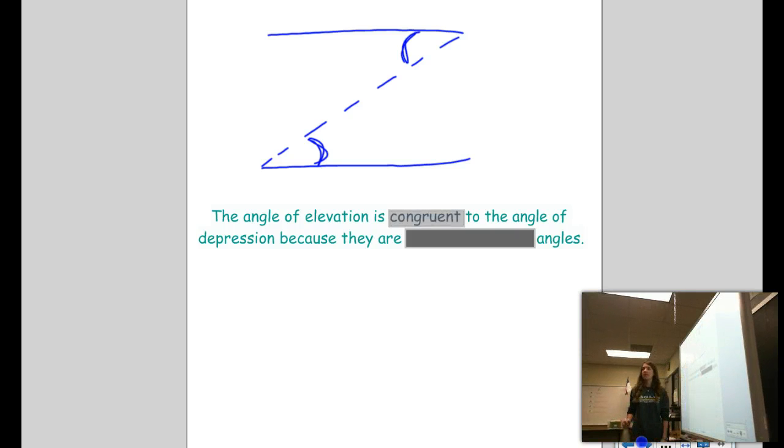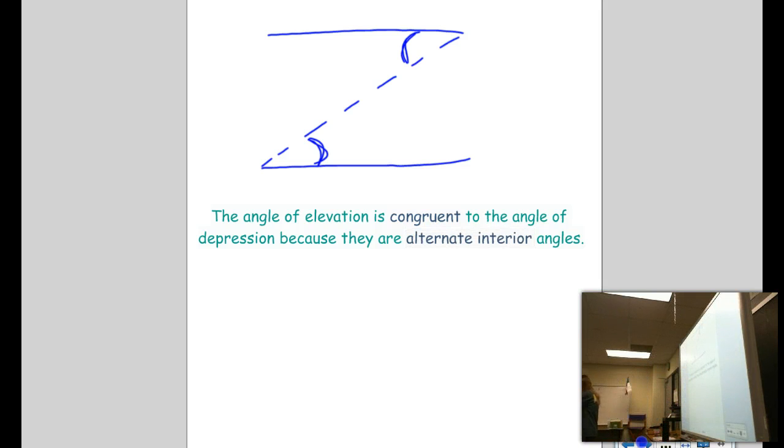What kind of angles are they? Give me a vocab word. Not vertical. Not corresponding. Almost. You're halfway. Opposite is not the right word. Alternate interior. Ding, ding, ding. Because they are alternate interior angles.